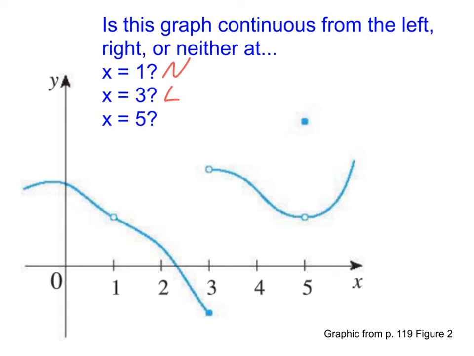No. Well, as I'm approaching from the left, I'm approaching this point here, but the actual point is up there. I'd have to be approaching that with my limit. And so that's why the answer there is no. It is not approaching from the left. Is it approaching from the right? No. And so that one is neither. Okay? Kind of got the feel there, I hope.